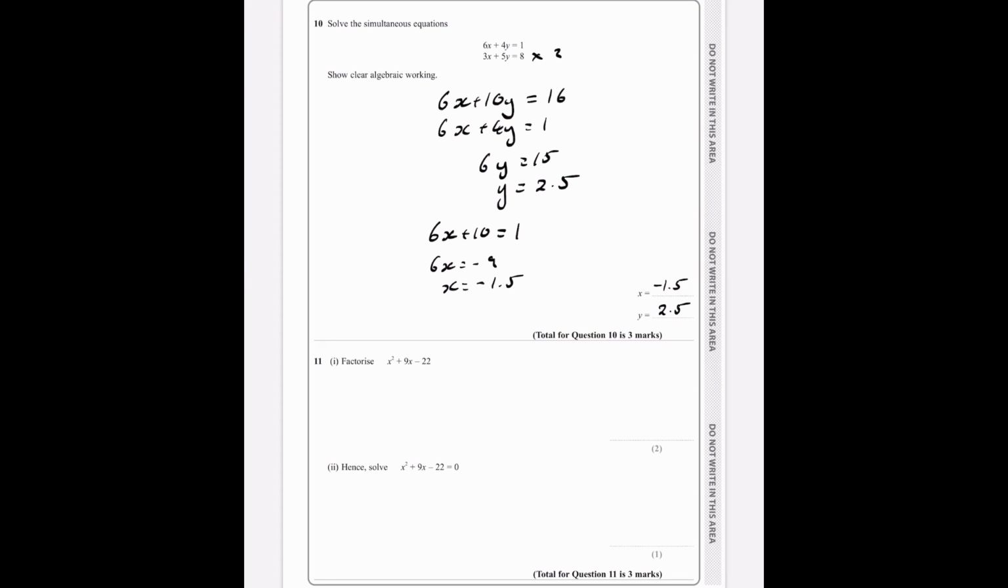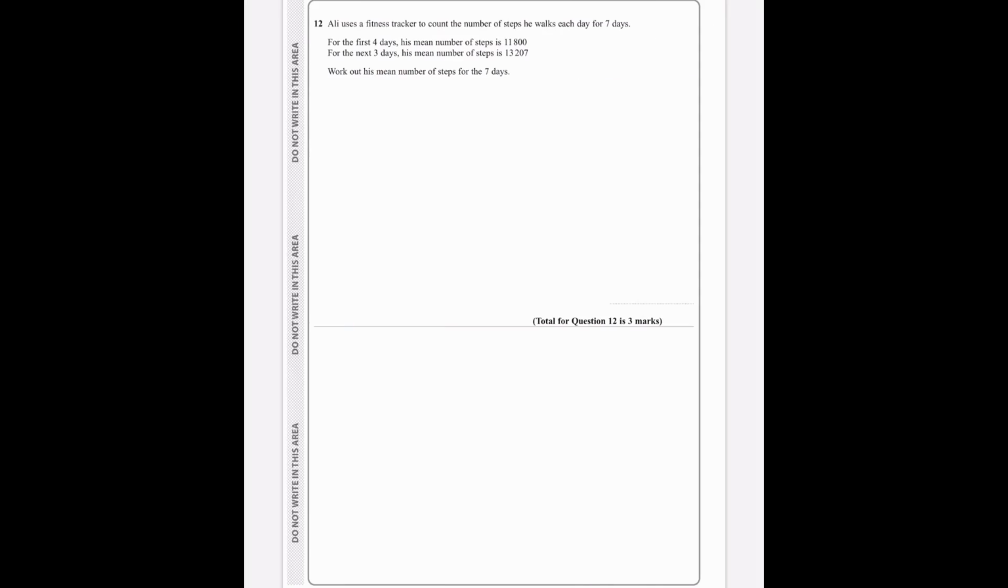Question 11, factorising. 11 times minus 2 is minus 22, 11 minus 2 is 9, so it's x plus 11, x minus 2, with the two solutions of x equals minus 11 or plus 2. Question number 12, if we work out the total number of steps for the first 4 days, add that to the total number of steps for the next 3 days, and then divide that sum by the 7 days, we get 12,403 on average.